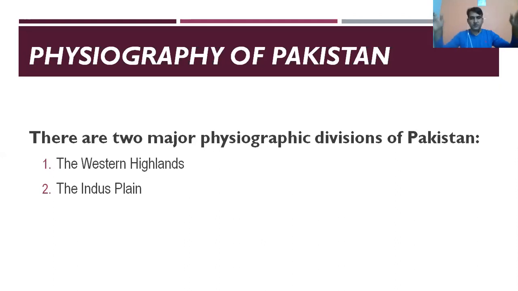So physiography is based on the physical landscape and physical makeup. There are two ways to define or explain the physiography of Pakistan. Either you can have two major divisions: one is the Western Highlands, and another is the Indus Plain.